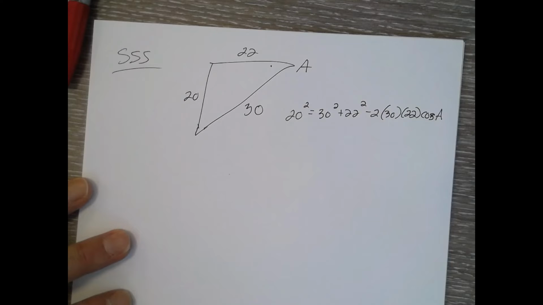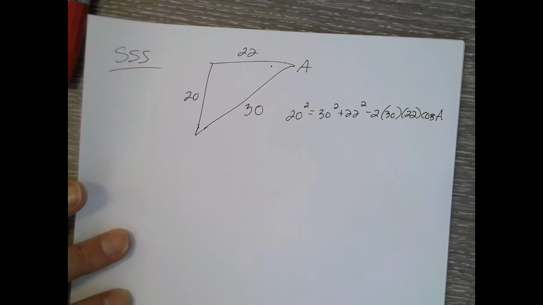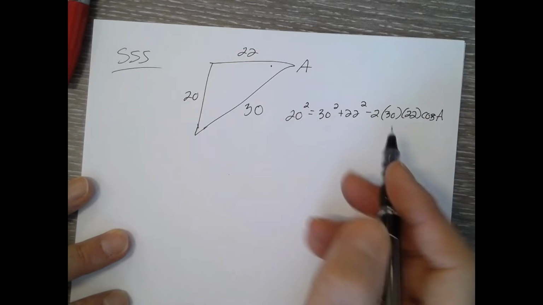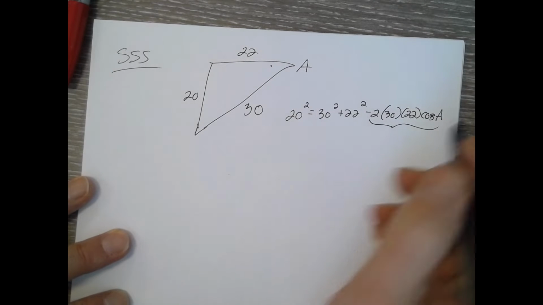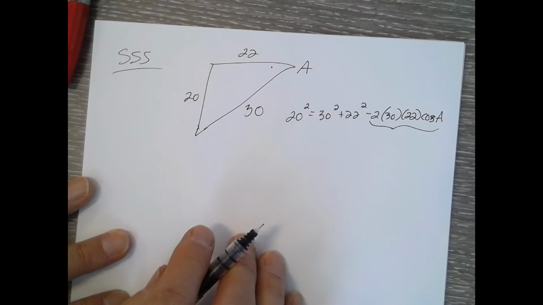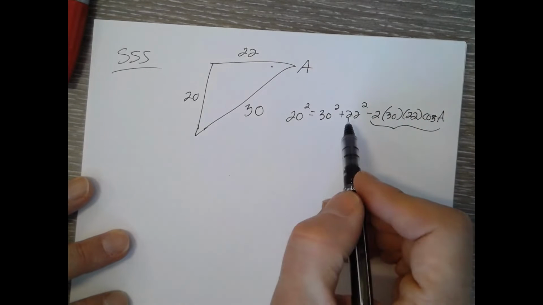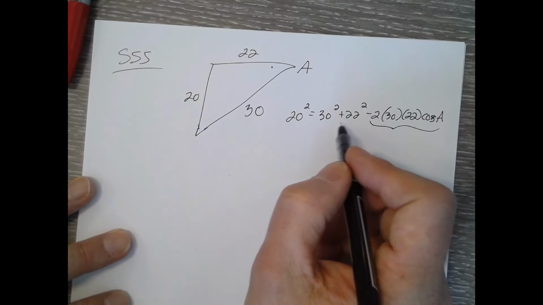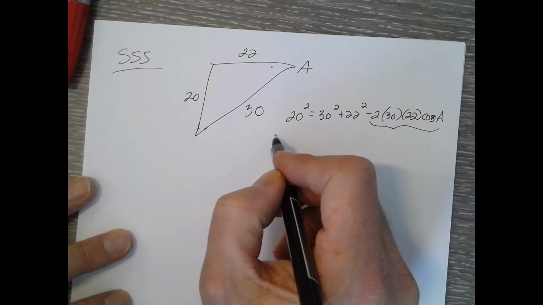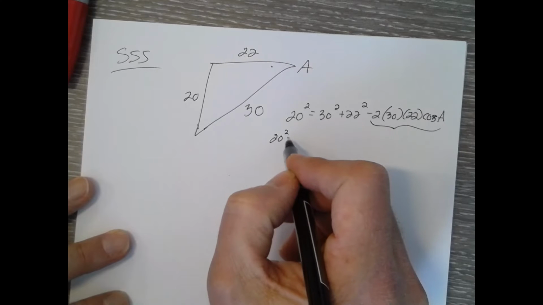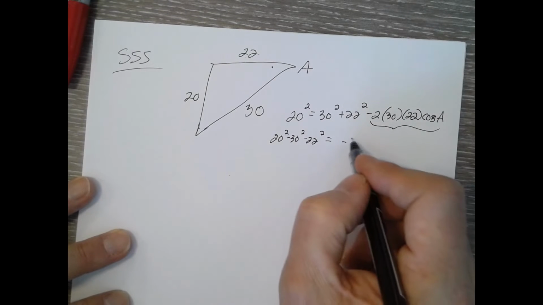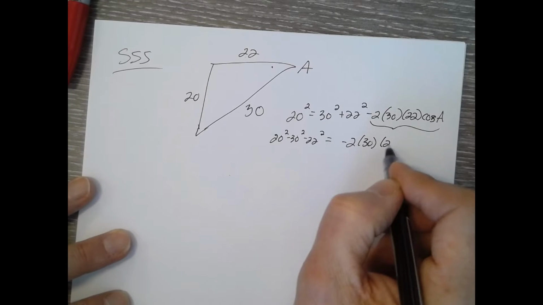All right, so we have the equation. Now it's tempting to just combine all that stuff on the right side, but remember, this is all one term right there. So in order to solve for A, we need to get these over to the other side. So I'm going to subtract 30 squared and subtract 22 squared: 20 squared minus 30 squared minus 22 squared equals negative 2 times 30 times 22.